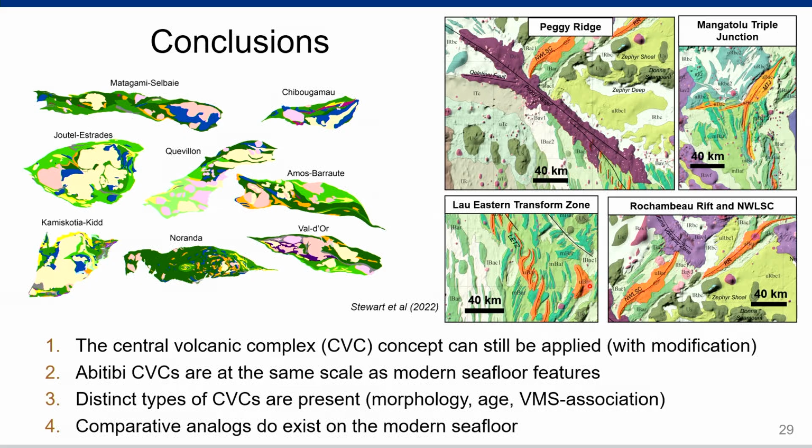Not generally individual volcanoes, but larger features made of multiple volcanic edifices. And there are distinct types of these central volcanic complexes. They differ in morphology, in age, in VMS association, so there are distinctions we can make between them. And finally, there are comparative analogs on the seafloor. They're not perfect, but we can find features that are similar to what we're seeing in the Archean, in the Abitibi.